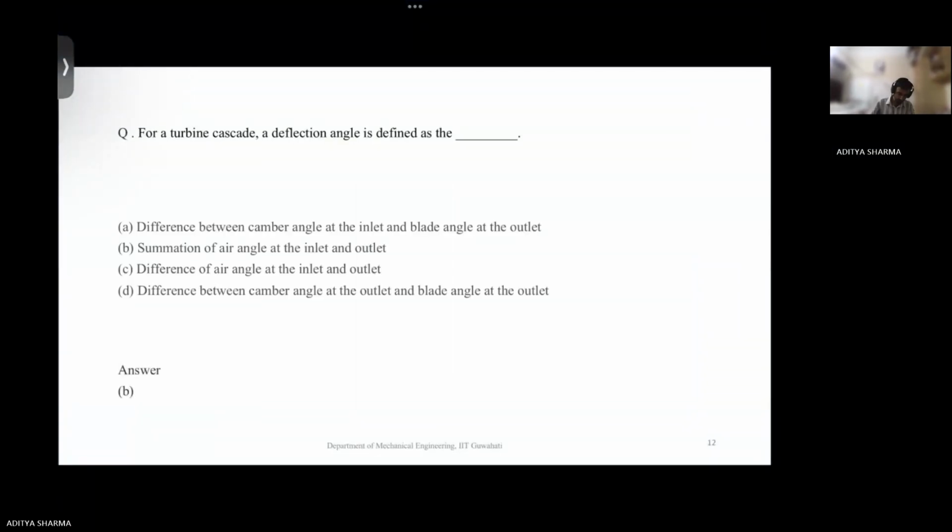So out of these four options, if you see: difference between the camber angle at the inlet and blade angle at the outlet; summation of air angle at the inlet and the outlet; difference of air angle at the inlet and the outlet; and fourth is difference between the camber angle at the outlet and blade angle at the outlet.